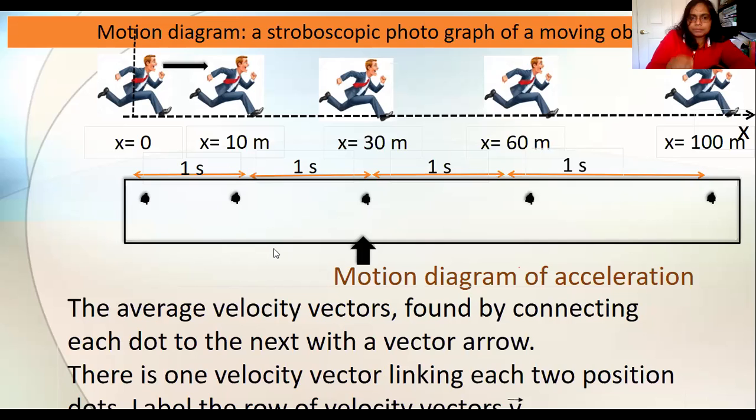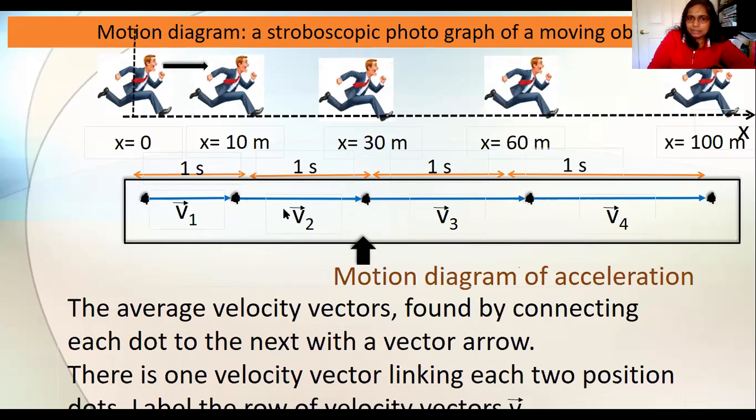Okay. Now here, the average velocity vectors can be found by connecting each dot to the next with a vector arrow. So we can connect these lines with an arrow. So always we are using arrows to represent the direction, right? So again, this is a vector. So we are using a direction to indicate the displacement here. Now, this represents the velocity vector because it's the distance moved in 1 second. And the second one will be the velocity from the second dot to the third dot.